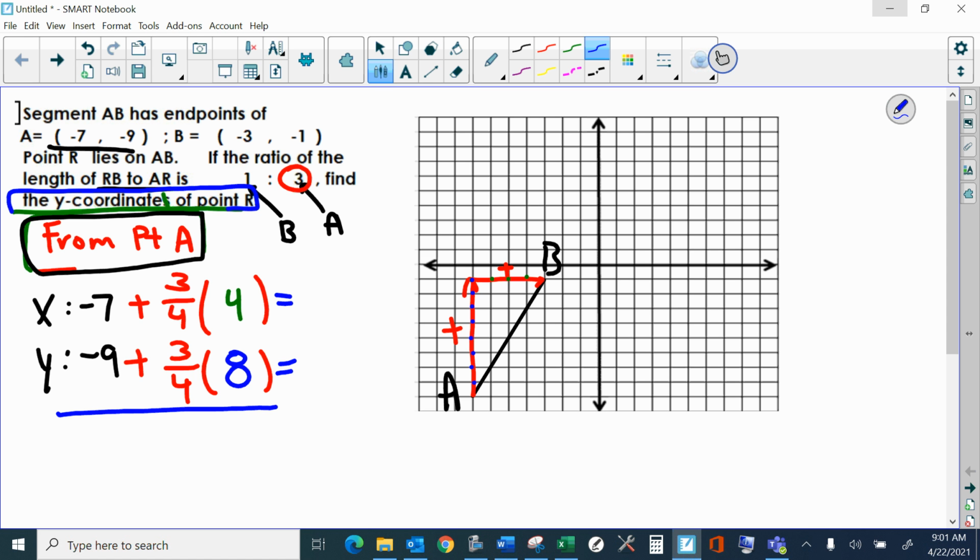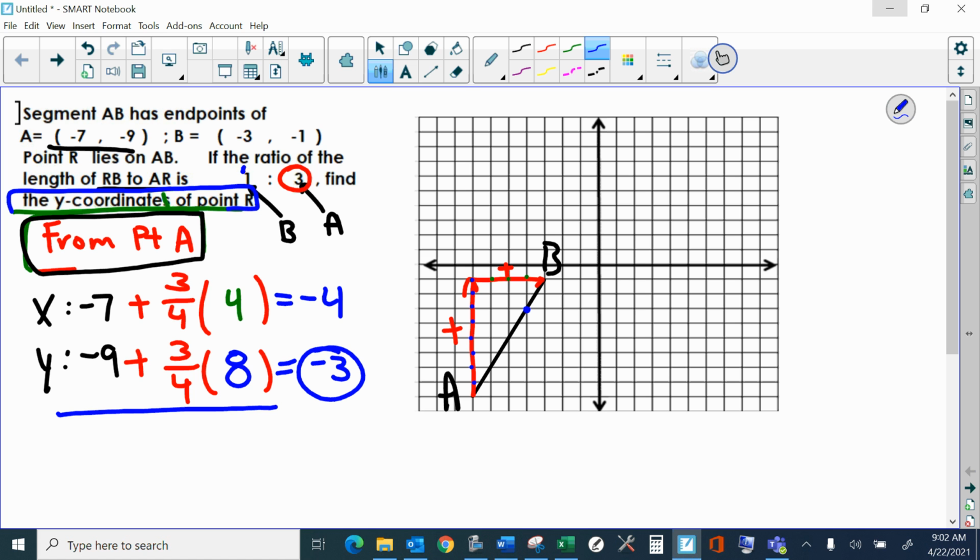8 divided by 4 is 2 times 3 is 6. 6 minus 9 is -3. So there's my answer. Right there is -3 for the Y coordinate, but we'll do the X coordinate as well. 4 divided by 4 is 1, times 3 is 3. 3 minus 7 is -4. So this point should be at -4, -3. 1, 2, 3, 4. 1, 2, 3. Right there. Okay. And it lands right on the line.